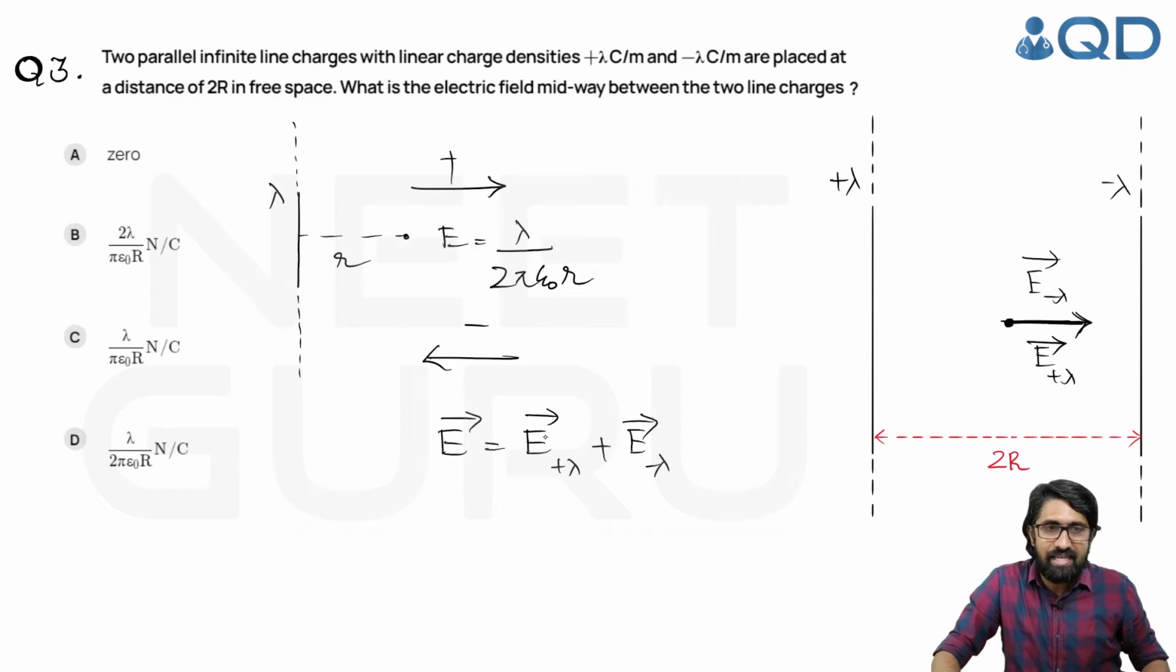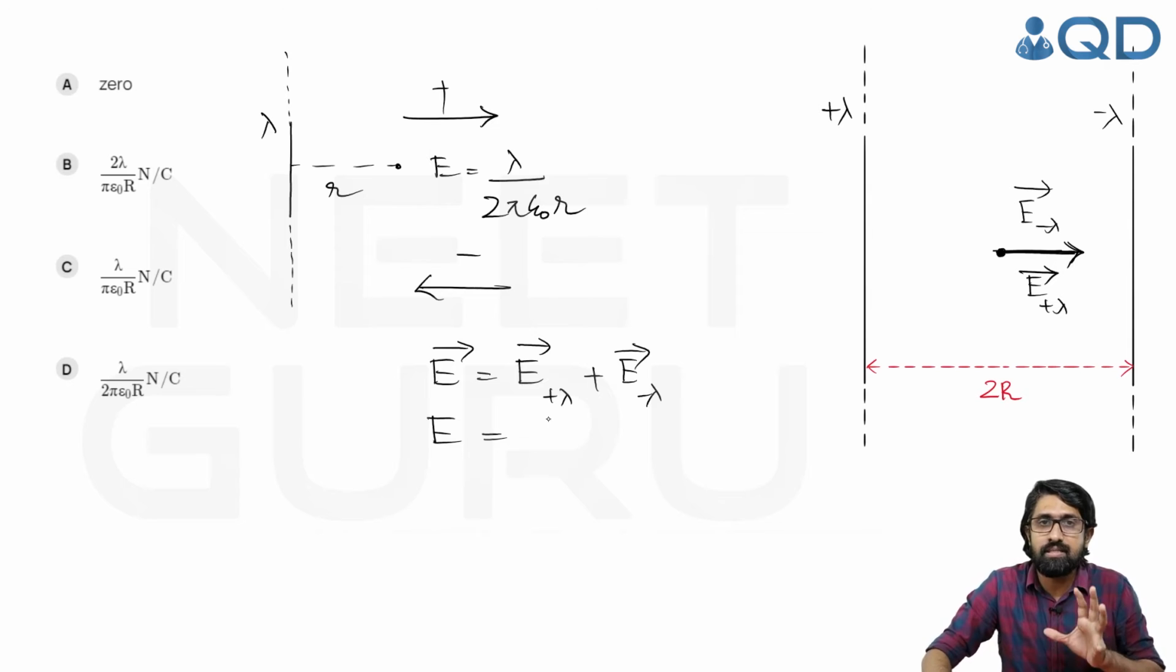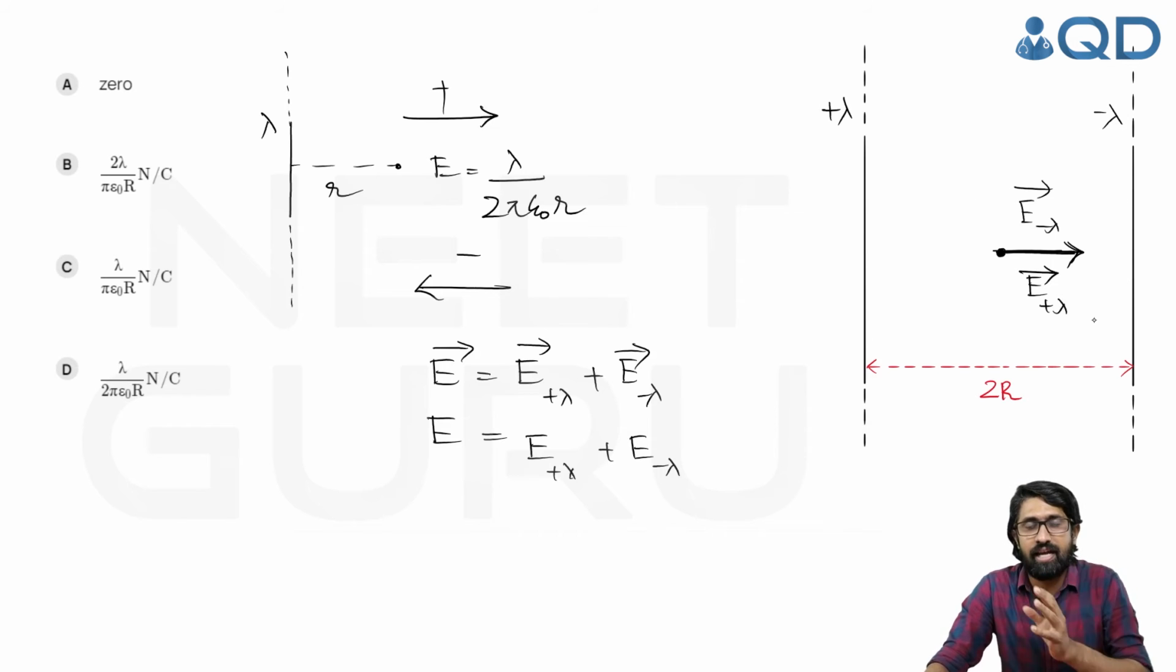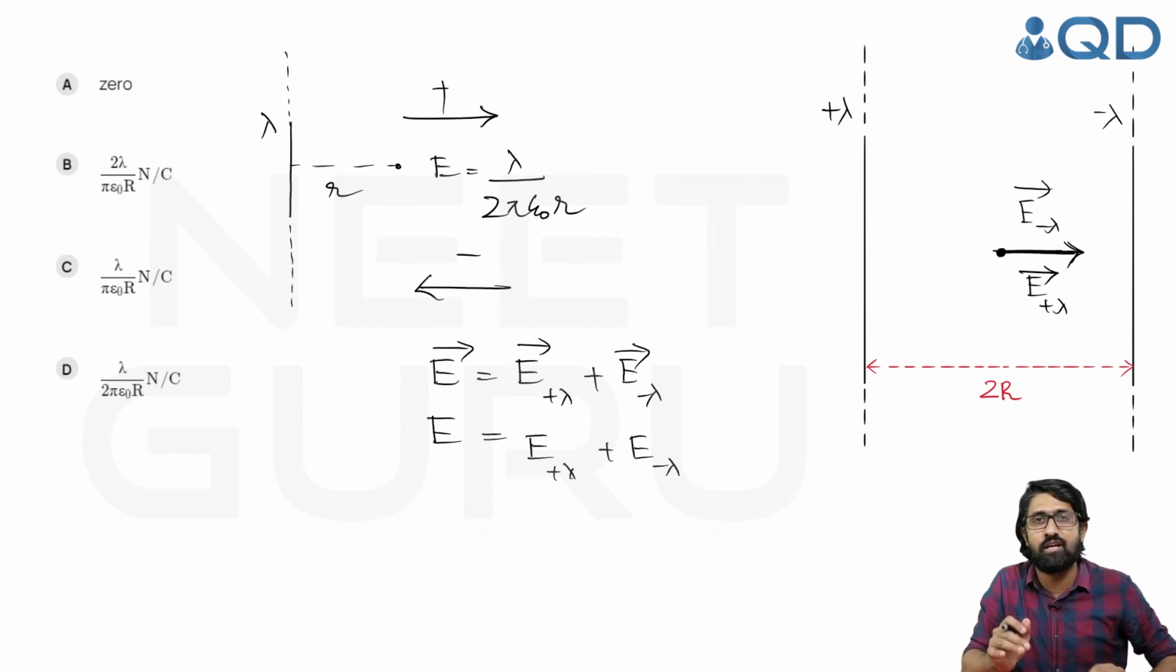So you can say that the magnitude of the electric field felt at the midpoint will be equal to the sum of the values of the electric field felt at that point due to each line charge distribution. That is because both these electric fields are in the same direction. So you can just add them up to find the net electric field.